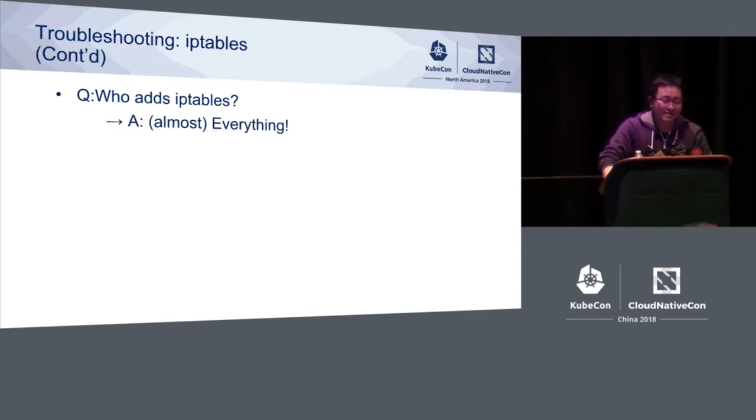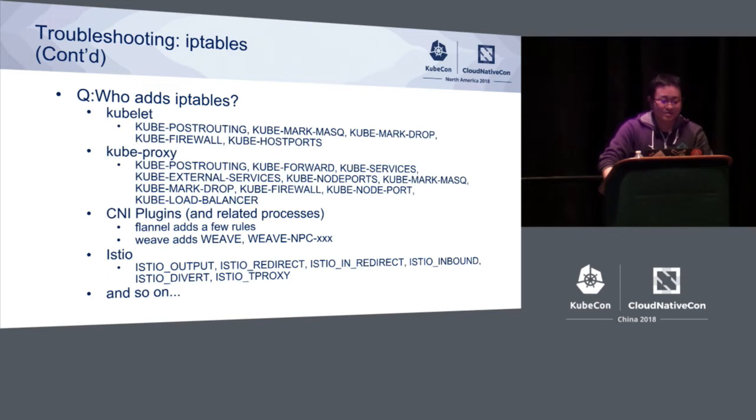Almost everything. So kubelet adds KUBE-POSTROUTING, KUBE-MARK-MASQUERADE, KUBE-MARK-DROP, and the firewall, and kube-proxy adds KUBE-POSTROUTING and forward. The chains exist, and each chain has several rules. And then the CNI is also adding several rules, like Weave adds Weave and the Weave NPC network policy controller stuff for each chain.